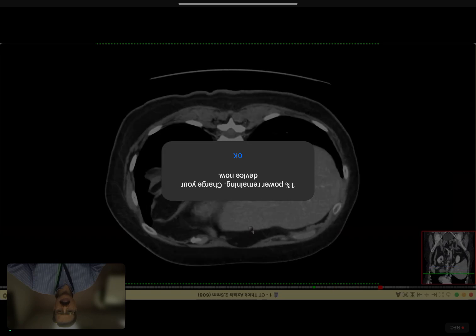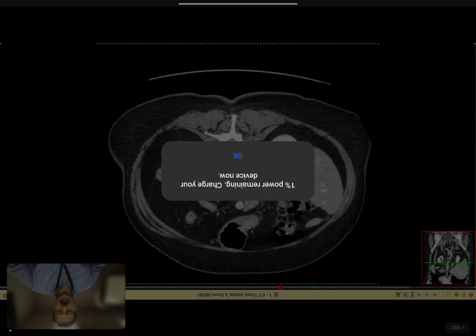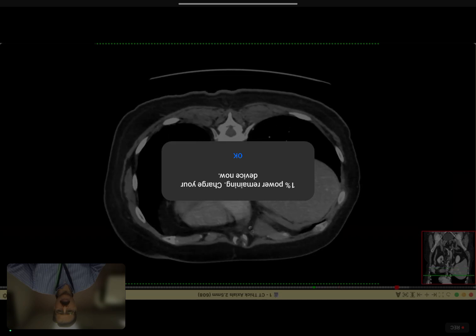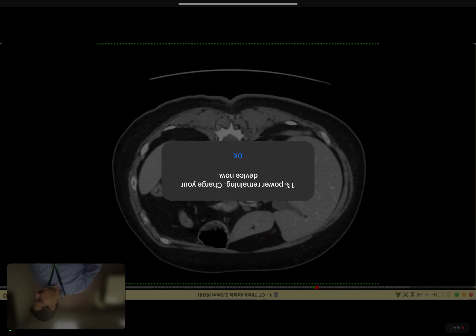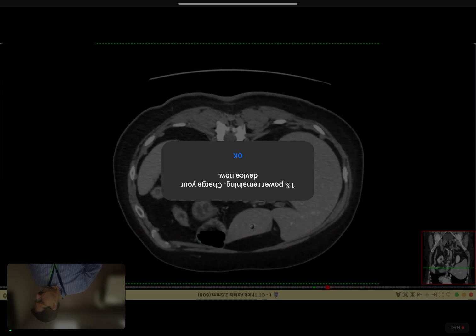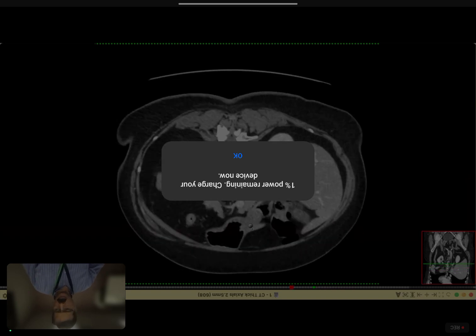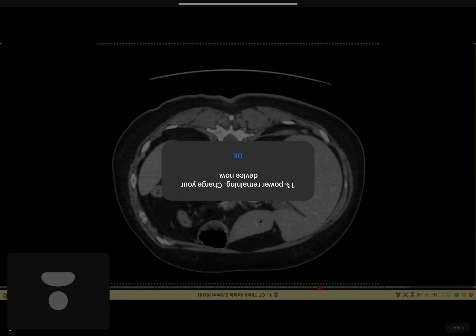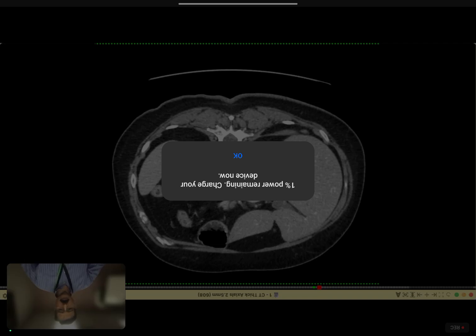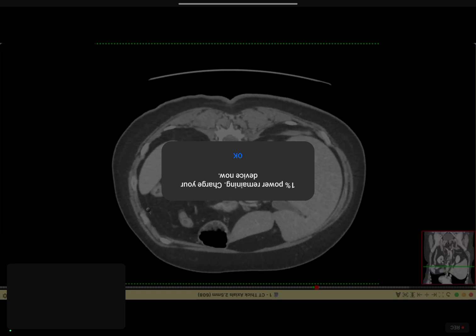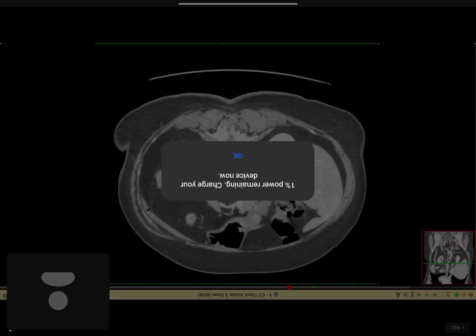This patient has upper abdomen pain and has hypoglycemic attacks. Over to you. Okay, I'm presented with an axial CT scan in the portal venous phase. I'm requesting a CT scan of the abdomen. Just look at the pancreas, please. Yes, in the portal venous phase.